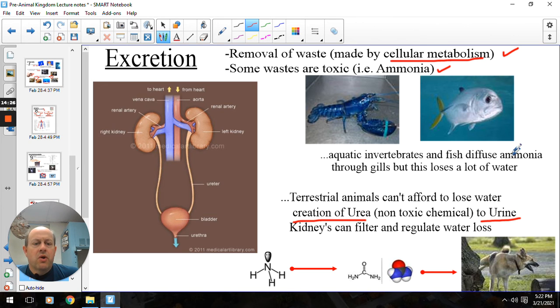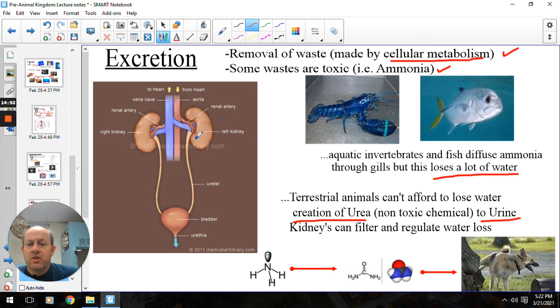Now, if you are an aquatic invertebrate, so like a fish, or if you were a fish, then you just diffuse this ammonia and things straight through your gills. The problem is this loses a lot of water. You don't mind, you live in water, and so it's no big deal to lose it. But if you're a terrestrial animal, say you're a coyote in the desert, water's a big deal. And so you want to make sure that you are as efficient as possible.